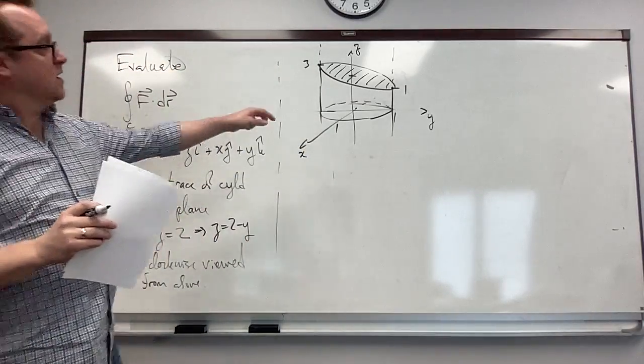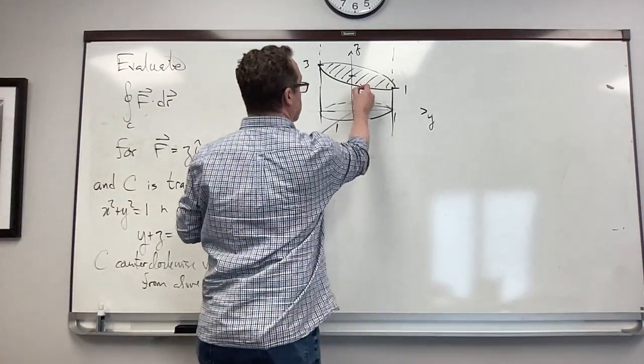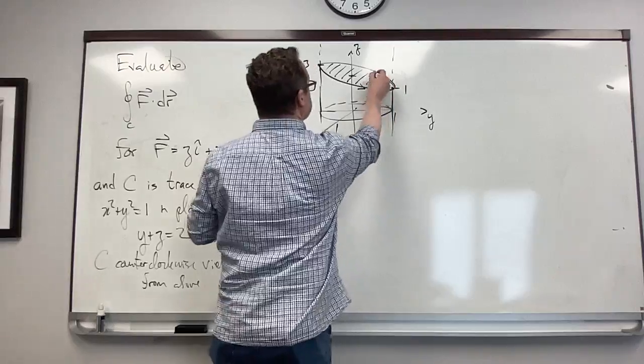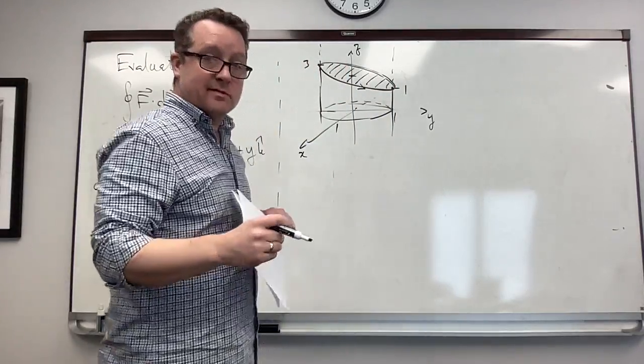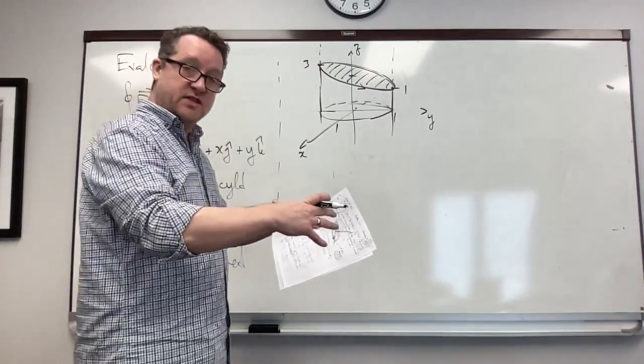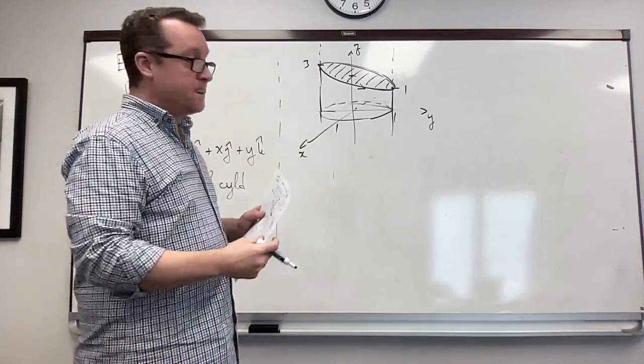So this is the contour. Okay? This is sloped, it's not a circle, right? The cylinder has a cross section that's a circle, but we're cutting through it at a slant.